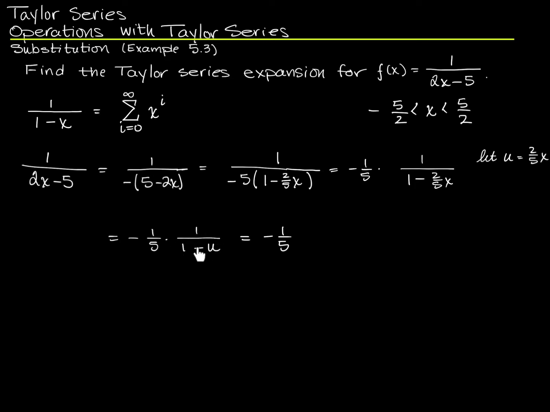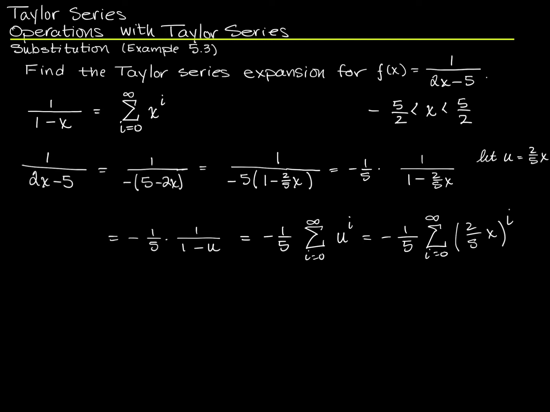Well, this thing we know is equal to its Taylor series, except I'm using u instead of x. So I'll have the sum, i going from 0 to infinity, of u to the power of i. But I know what u is. I have a way to write u. u is just 2/5 x. So there is my expansion.